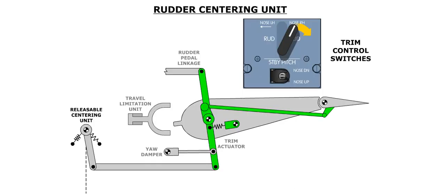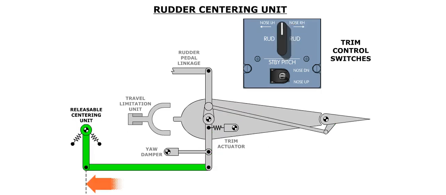When you trim the rudder, the releasable centering unit will disengage until trimming is done. At that point, the RCU will re-engage.